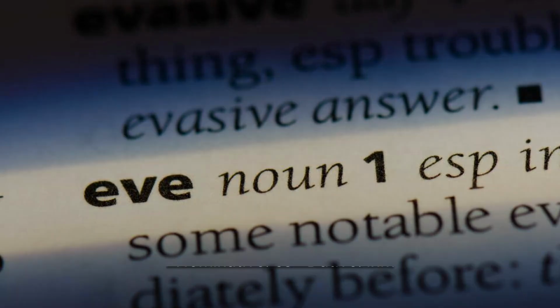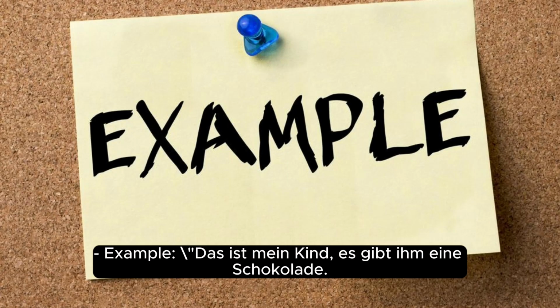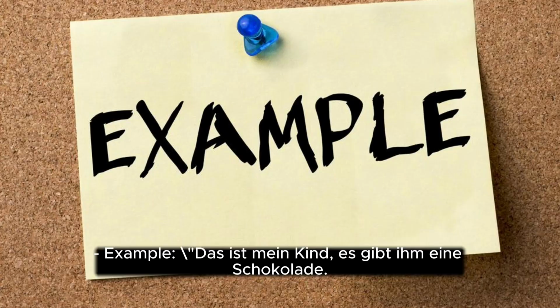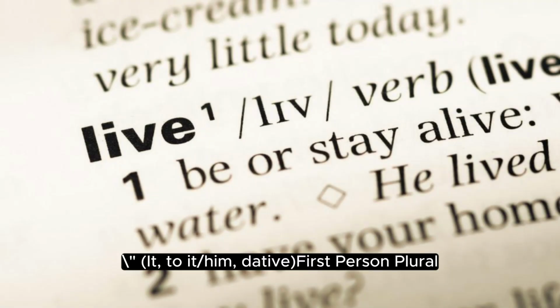Third person neuter, nominative, es. Dative, ihm. Example, Das ist mein Kind, sie gibt ihm ein Kleid. It, to it. Dative.